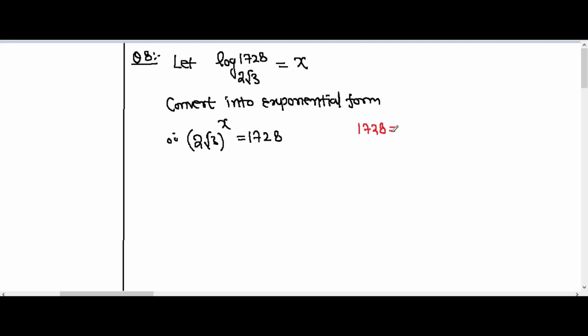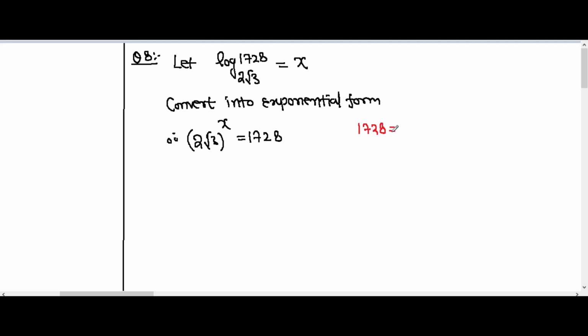So that means 2 root 3 whole raised to x is equal to 2 root 3 whole raised to 6. Now bases are equal, then powers must be equal. So therefore x equal to 6. So therefore log of 1728 at the base of 2 root 3 is equal to 6. So ये रहा हमारा required solution, and now we have 6 in the option C. So that means C is the correct option. तो ये था हमारे पास question number 8.